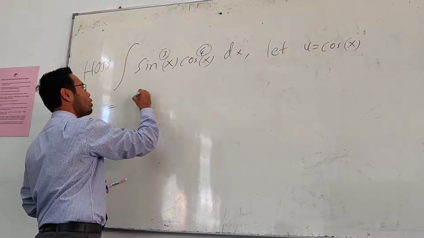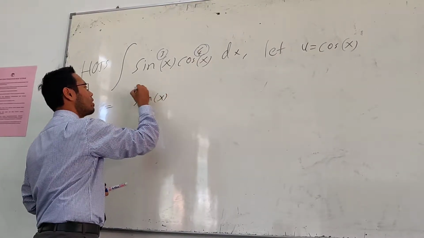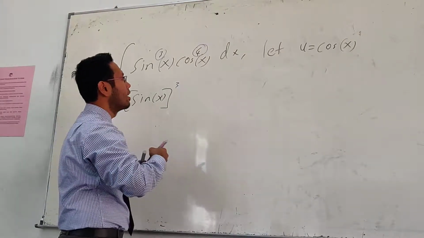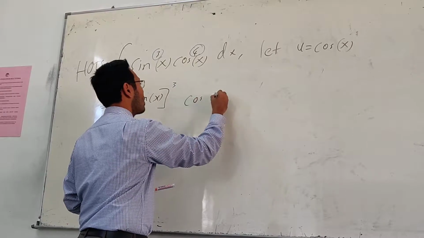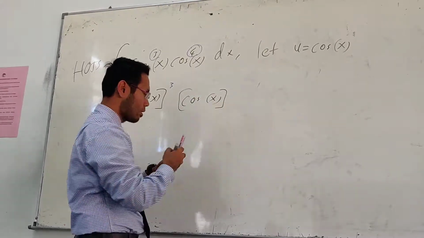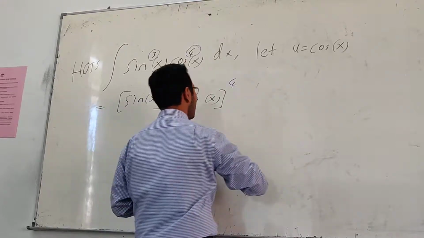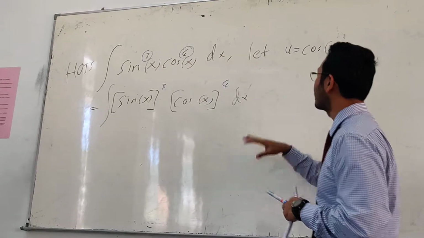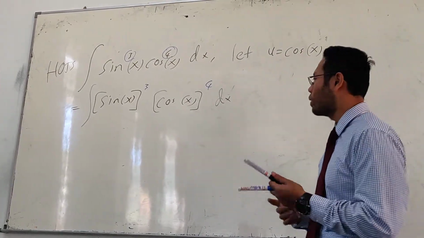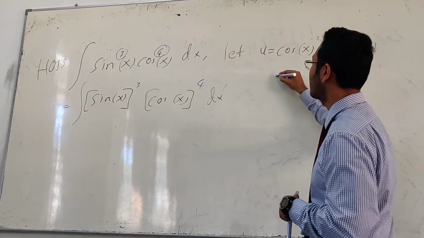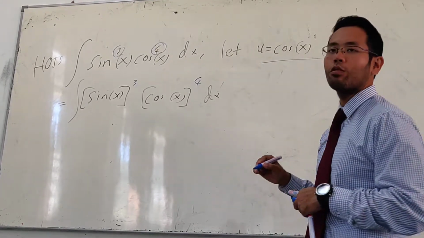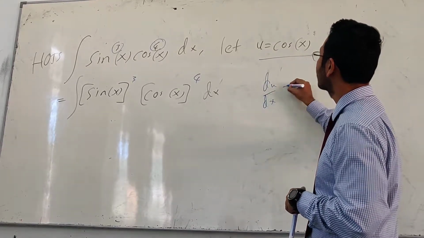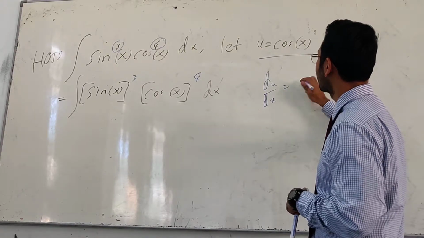You can also rewrite the equation like this. Some of you are still confused about that. Okay, so let's try and substitute. We want to let u equal cos x. So what do we do from here? We differentiate du over dx, which is negative sin x.